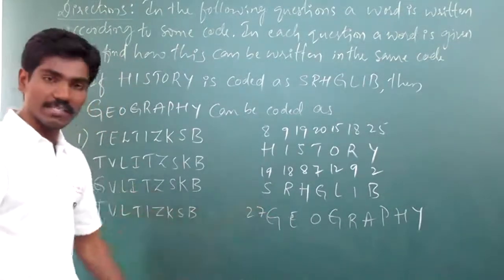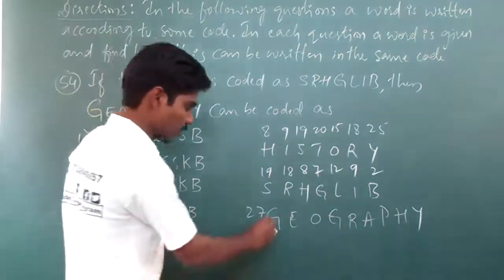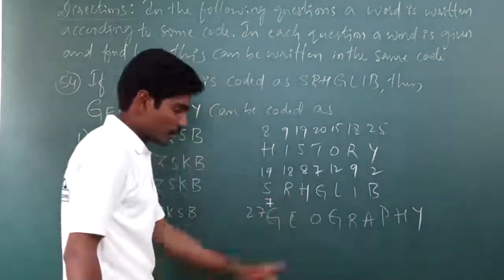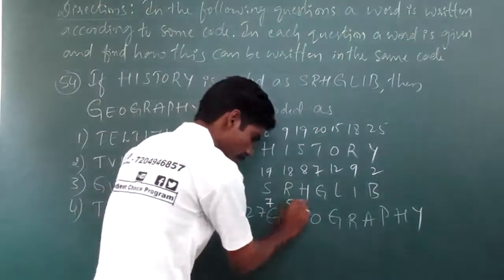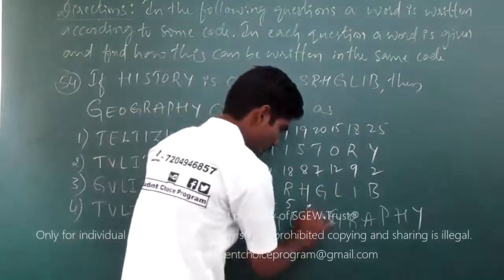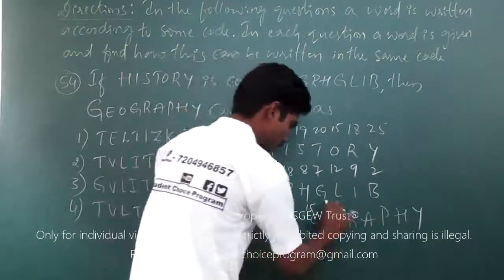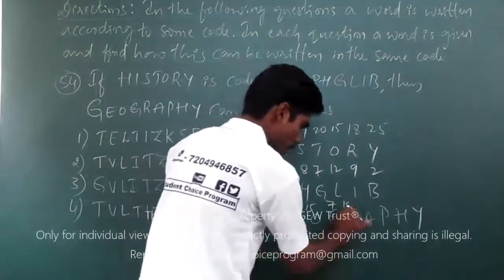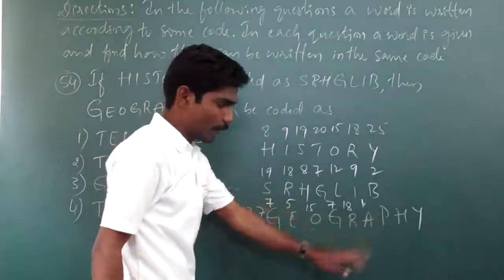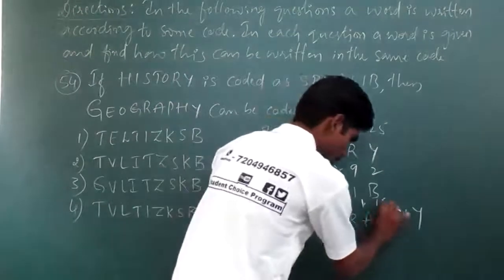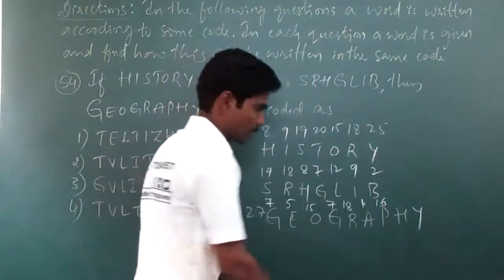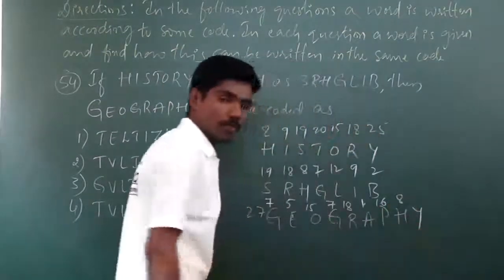What is the position of the letter G? Yes, of course, it is 7. For E, it is 5. For O, 15. For G, it is once again 7. For R, 18. For A, 1. Now, what is for P? Yes, 16. H, yes, of course, it is 8. And what is for Y?